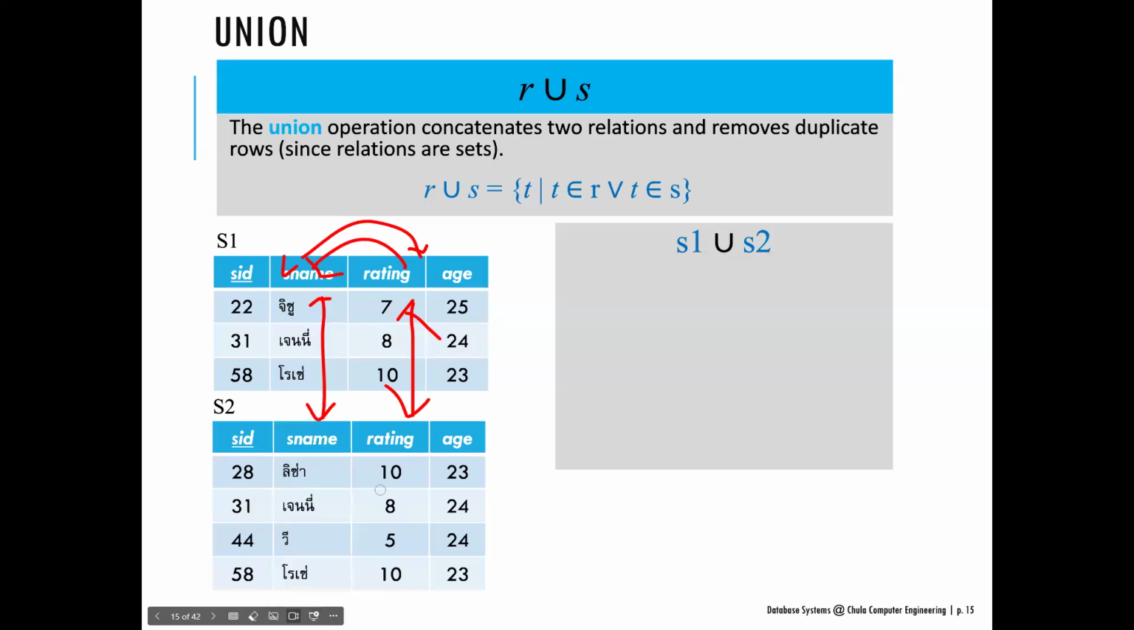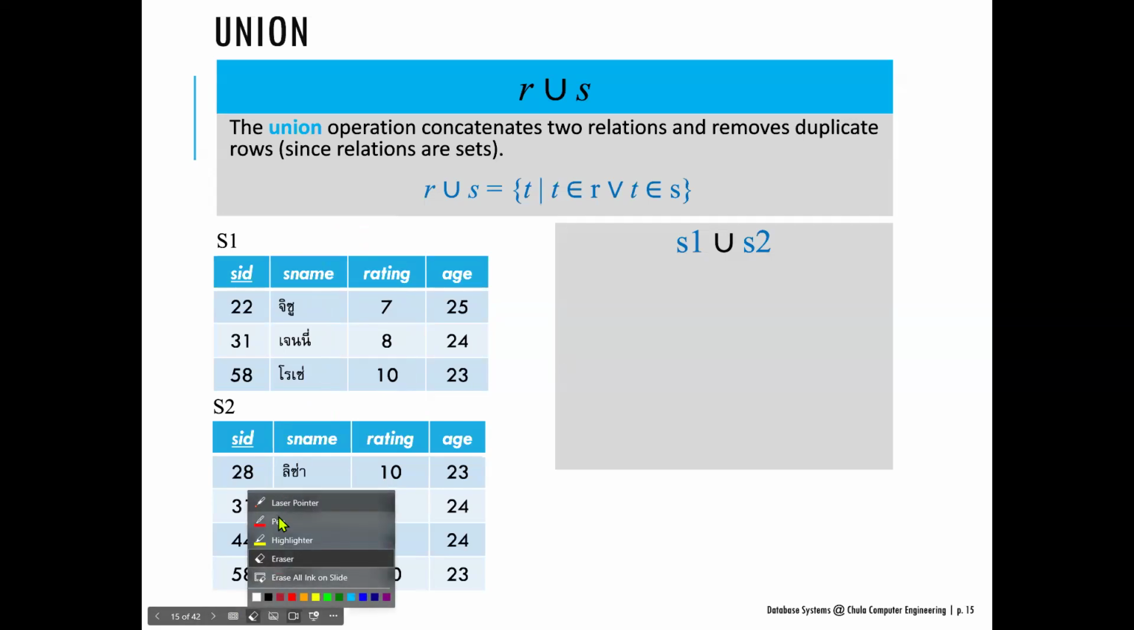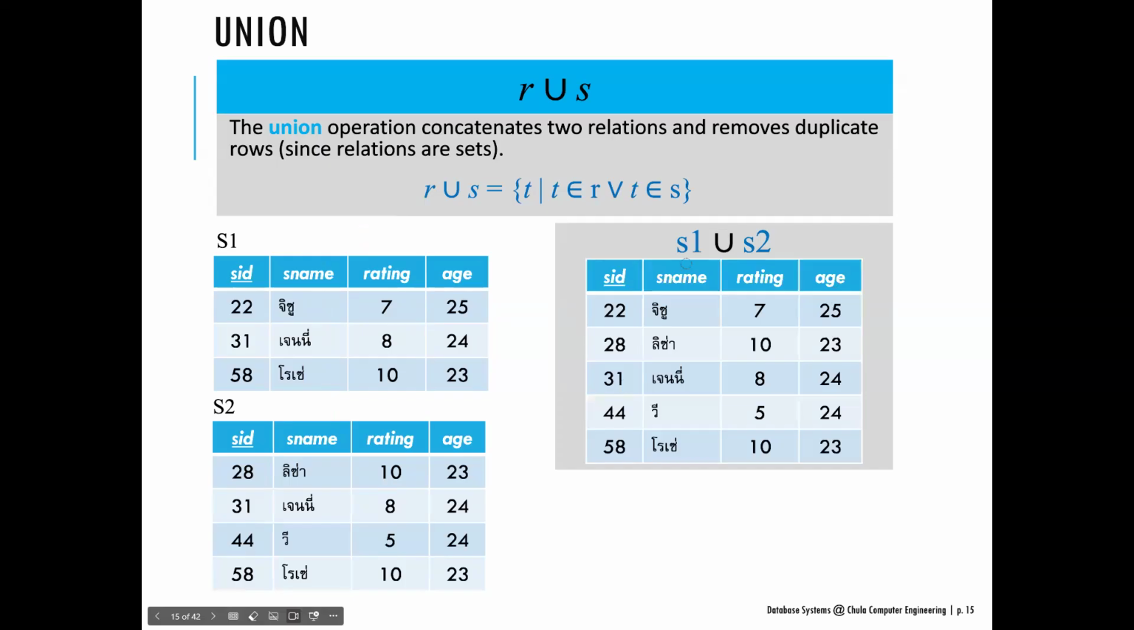But now, let's go back to this example. It is still union compatible, so we can union it. So the result would be the union of S1 and S2, right?